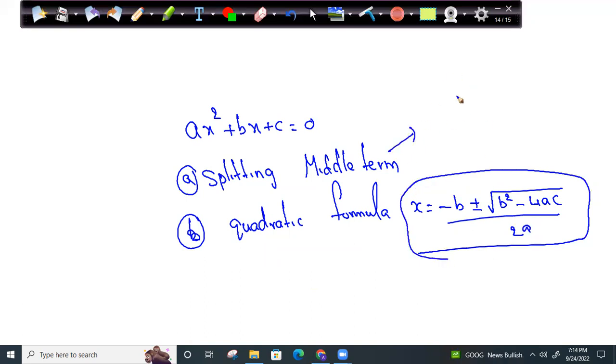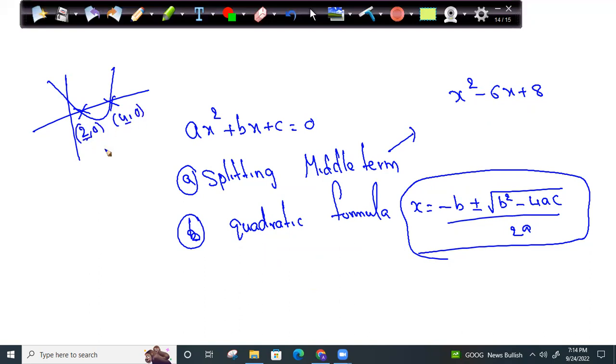With splitting the middle term, you need to split the middle term. Sir, zeros just mean values of x, right? Yeah, the x-intercepts, values of x. 2, 0 and 4, 0, so 2 and 4 are my zeros. X values. Correct. Okay.